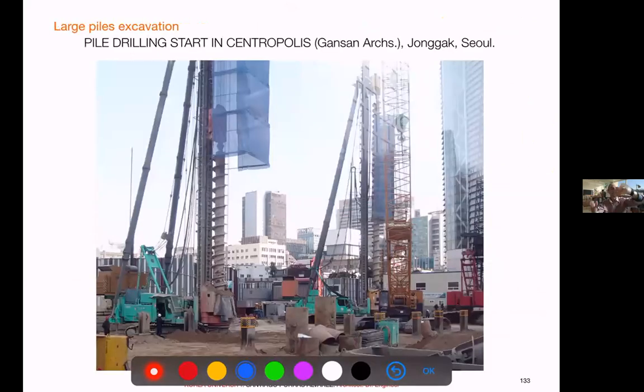When we go to the real piles, 3 minutes. Real piles are about 30 centimeters, right? They're much bigger, 30, 40, 50 centimeters. That means we need more space.